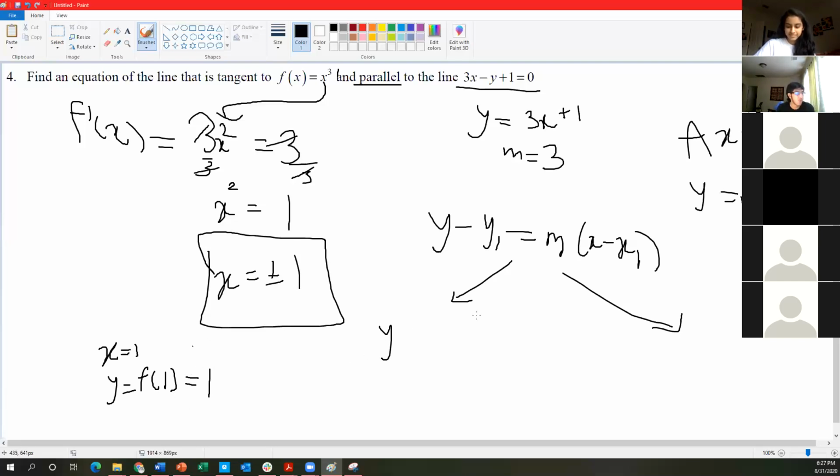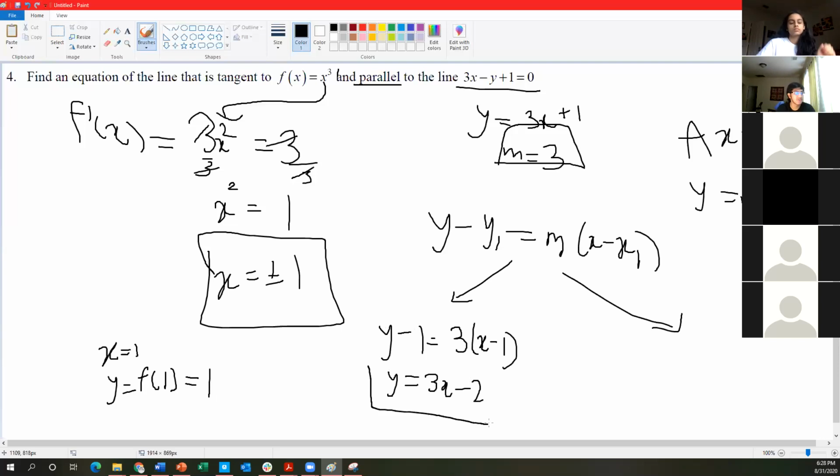So what we're going to do now is say y minus 1 equals m times x minus x1, and x1 is just positive 1. So what is our slope here? Our slope, as we said, was just 3, right? M equals 3. So y minus 1 equals 3 times the quantity x minus 1. And then if you simplify this, y equals 3x minus 3 plus 1, which is minus 2. So that should be one of your equations.